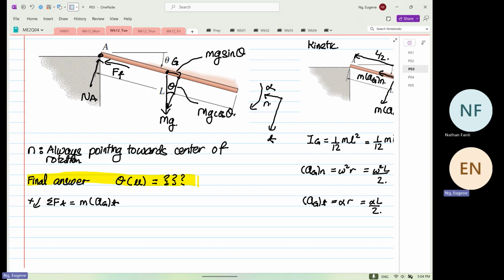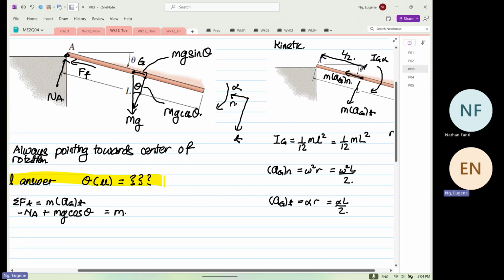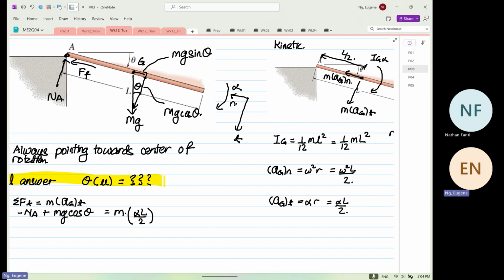So we say coming down is positive, so we have minus NA plus mg cos theta. This will be equal to m a_GT. We have calculated, or we have written out, this is alpha L over 2, right? We have this over here. Can you do any more? We cannot do any more. So this is equation 1.